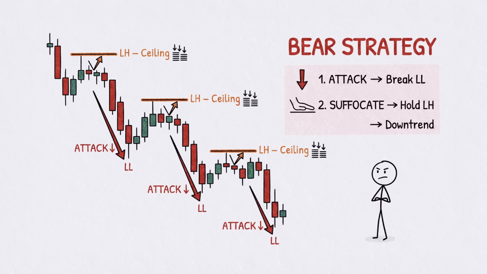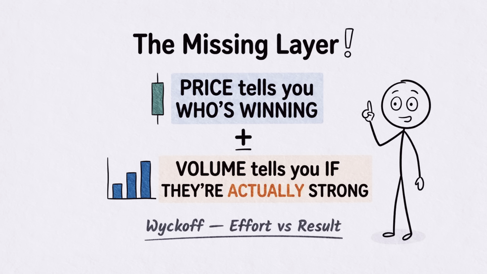The bear strategy is the mirror image: attack and suffocate. They use aggressive market sells to break through bull defenses, and then they suffocate. At every structural high, every lower high, clusters of sell orders pile up. Limit sells, reactive shorts, algorithms. Every recovery attempt gets smothered at these ceilings. The result? Lower highs. The ceiling keeps dropping. That's a downtrend.